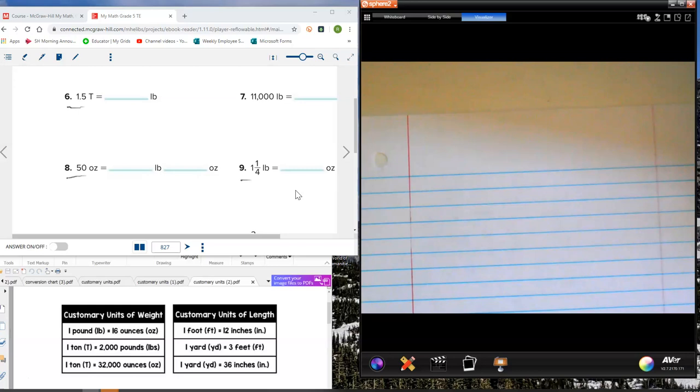First of all, we check to see whether we're going to be multiplying or dividing. Tons is going to be the bigger unit of measurement. We're going to be going down to pounds, which is a smaller unit of measurement. And since we know that when we go from smaller to bigger, we divide, we also know that when we go from bigger to smaller, we're going to multiply.